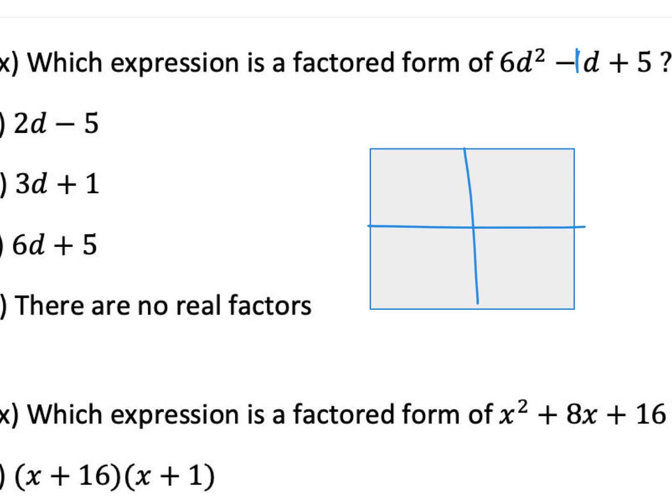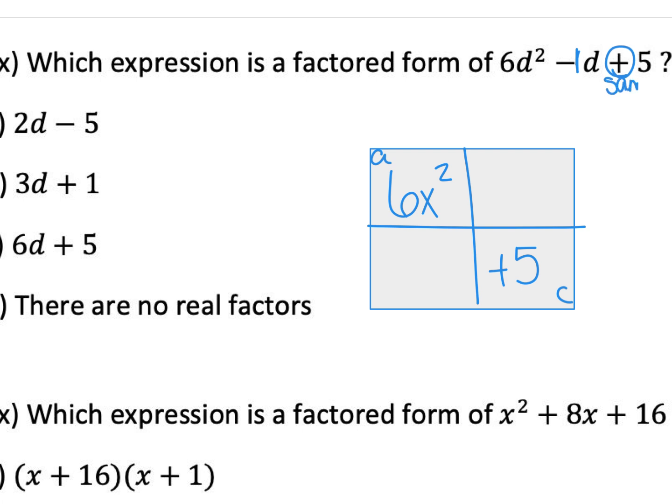Remember, A goes in this top left, so we're going to say 6. I'm going to use X instead of D. C is going to go down here, positive 5. Think about your signs. C is positive. How do we get a positive when we multiply? They have to be the same or they have to be different?